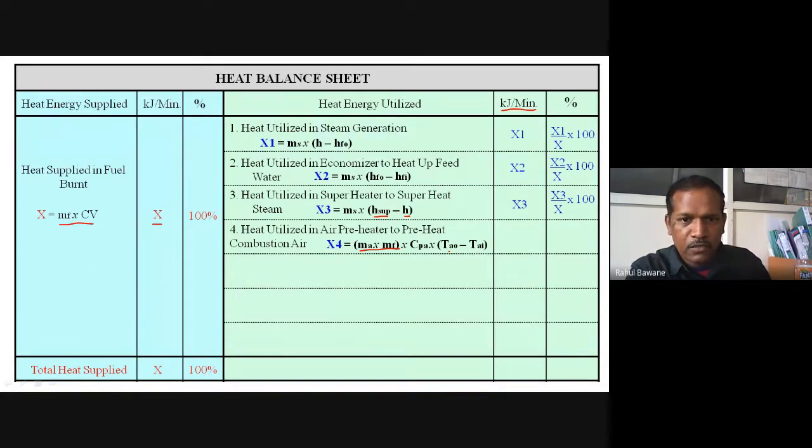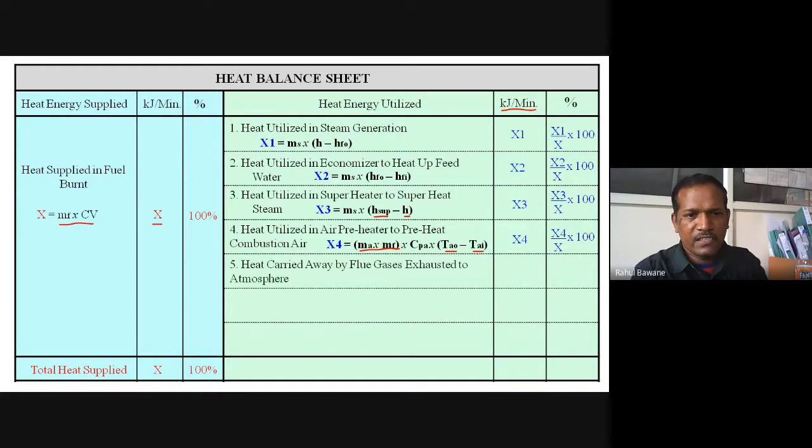Where is the change in temperature? In the air preheater. In the air preheater we supply air at TAI temperature, and after preheating its temperature becomes TAO. O stands for outlet, I stands for inlet. So it is the regular formula m Cp delta T. So total mass of air supplied per unit time, here per minute: mass of air multiplied by mass of fuel, kg per minute, multiplied by Cp of air multiplied by temperature change. Suppose that amount is X4. So calculate the percentage change.